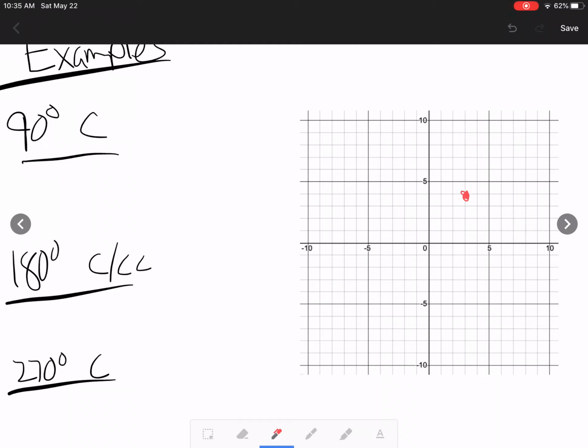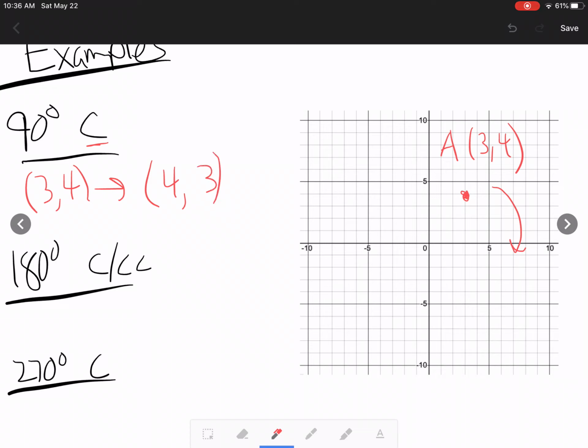90 degrees clockwise. So that's what that C stands for. So if we're going 90 degrees clockwise, we're going this way. Now our point, let's just call it A, is at 3, 4. So 3, 4, when we rotate it 90 degrees, the first step is to switch the 3 and the 4. So it's 4, 3.